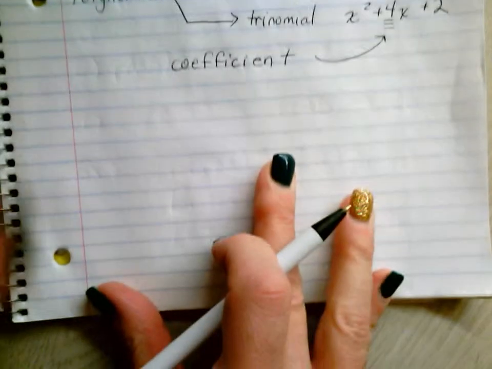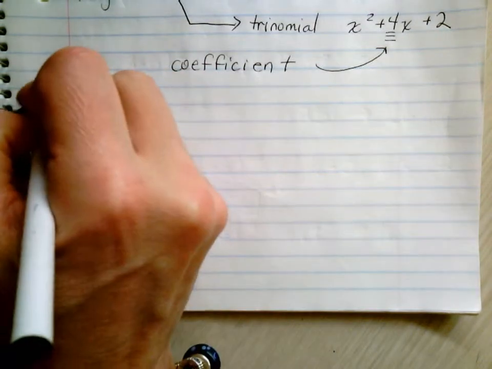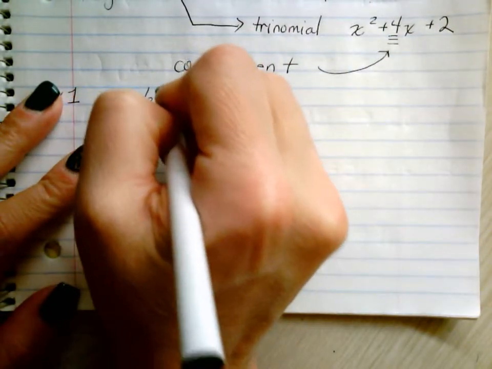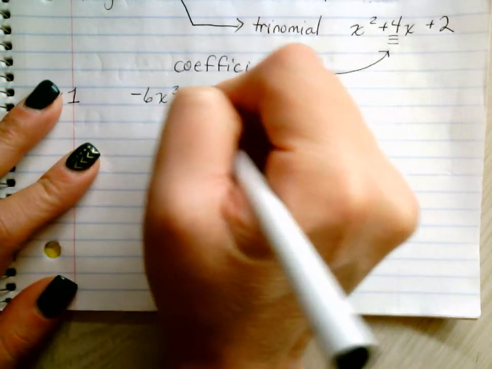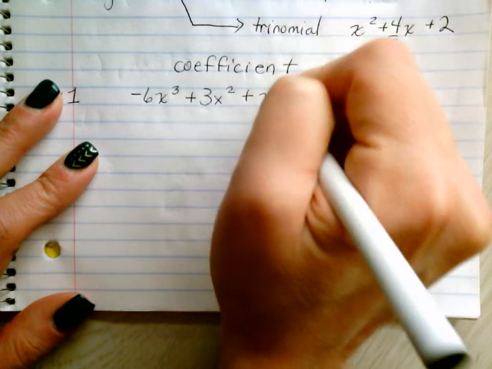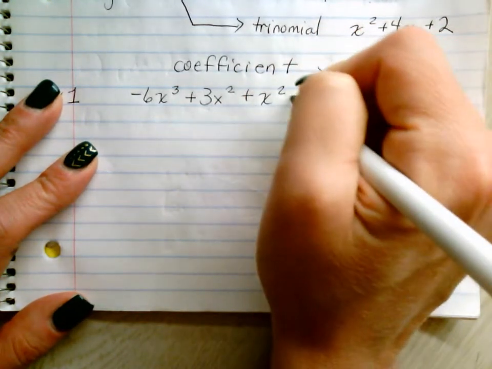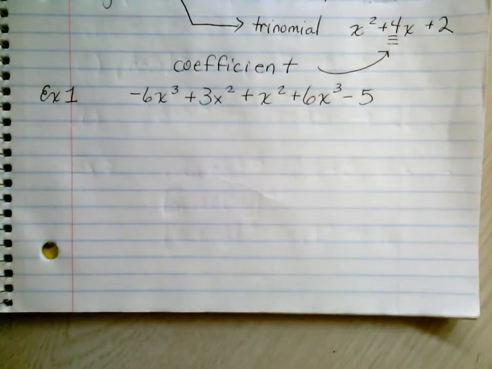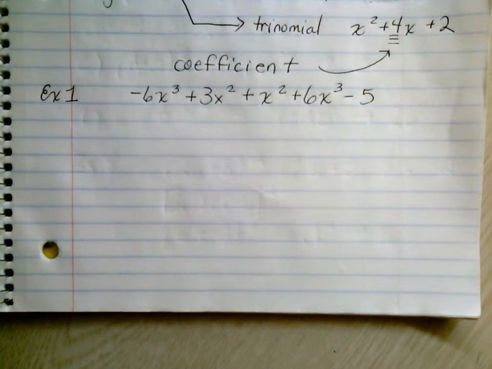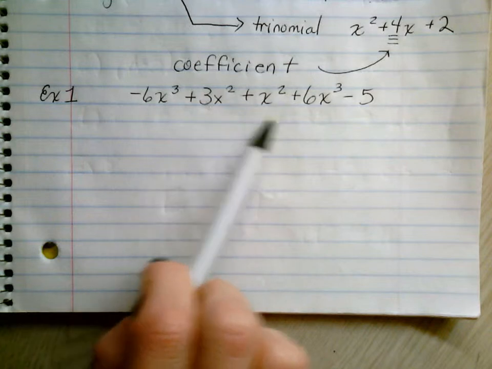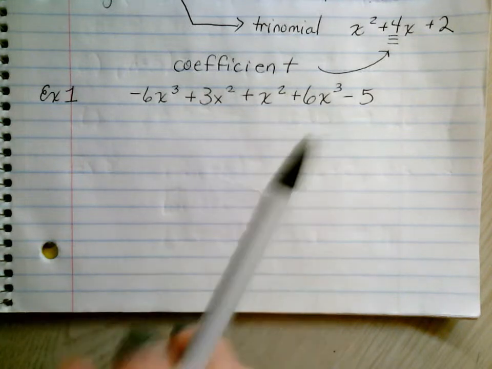For practice, we're going to simplify in example 1 a nice long polynomial that has several different terms that are all kind of different types. Our job is to combine ones that are similar. Negative 6x cubed, 3x squared, x squared, 6x cubed, and negative 5.